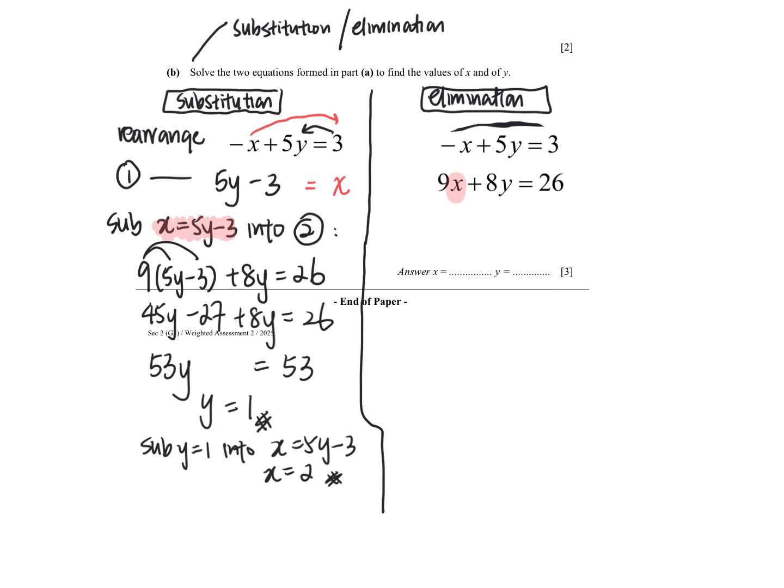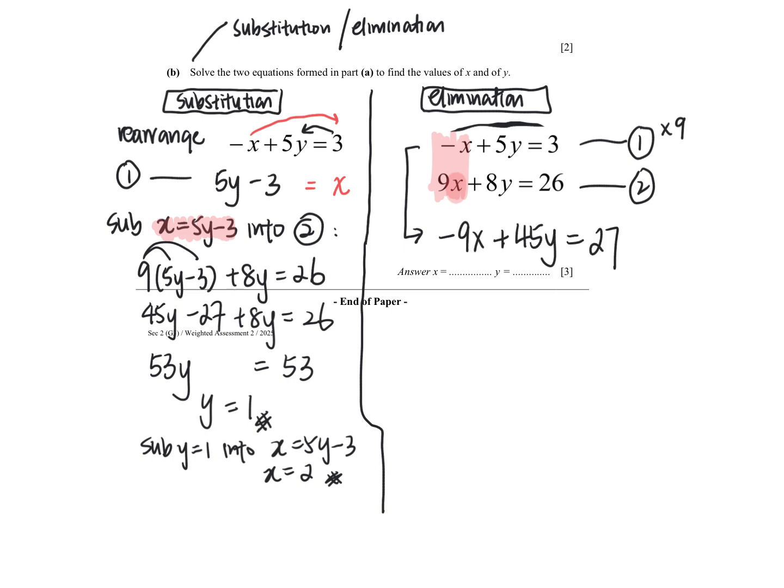First thing first, to remove them, I need to make one variable the same. So the easy way out is to multiply the first equation by 9. When I multiply my first equation by 9, it becomes minus 9x plus 45y equals 27. Let's call this equation 3 now. So I'm only focusing on these two, 2 and 3.